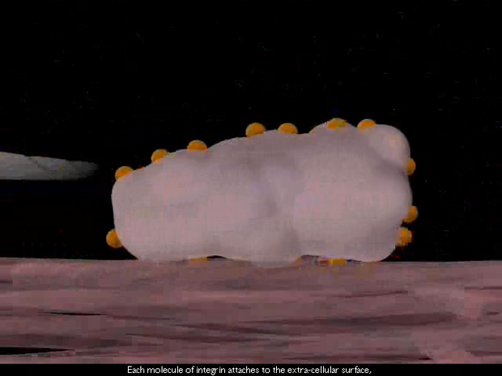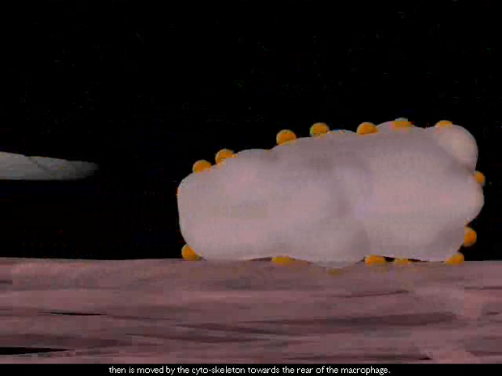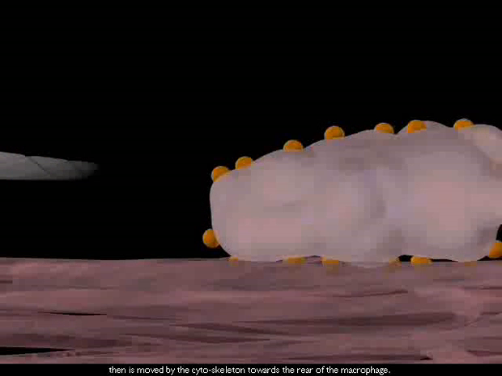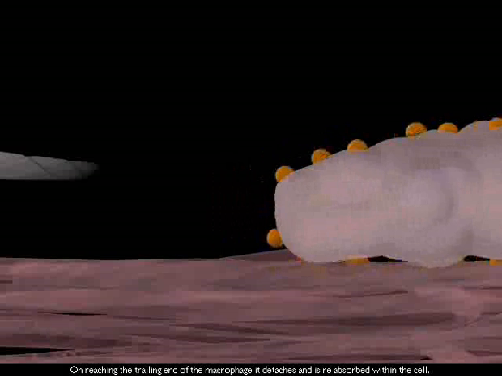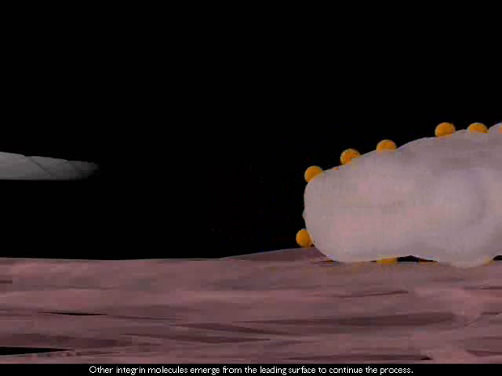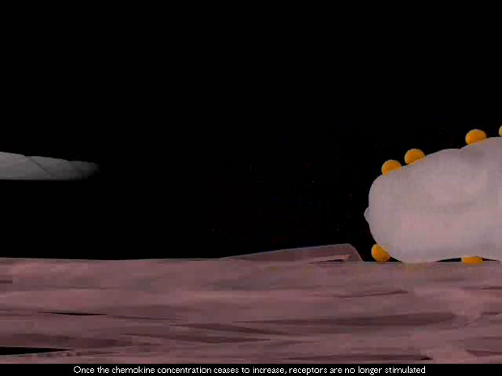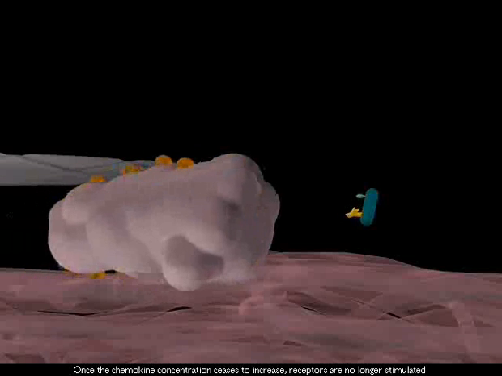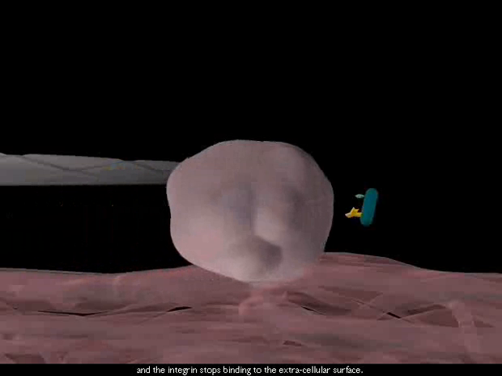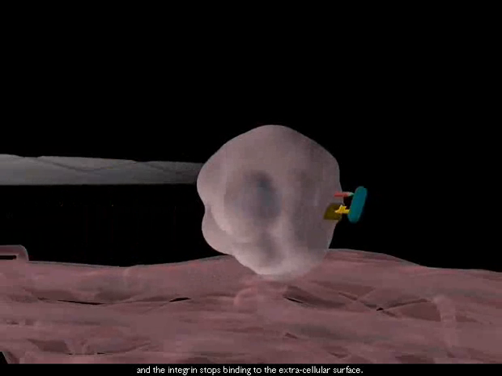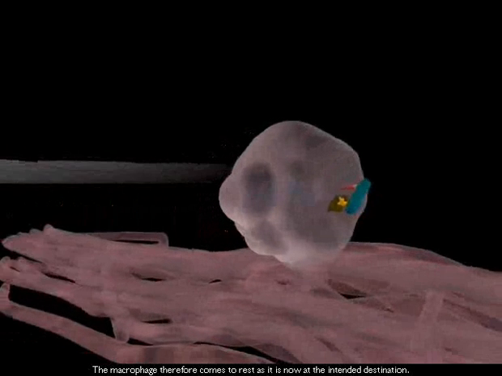Each molecule of integrin attaches to the extracellular surface, then is moved by the cytoskeleton towards the rear of the macrophage. On reaching the trailing end of the macrophage, it detaches and is reabsorbed within the cell. Other integrin molecules emerge from the leading surface to continue the process. Once the chemokine concentration ceases to increase, receptors are no longer stimulated, and the integrin stops binding to the extracellular surface. The macrophage therefore comes to rest, as it is now at the intended destination.